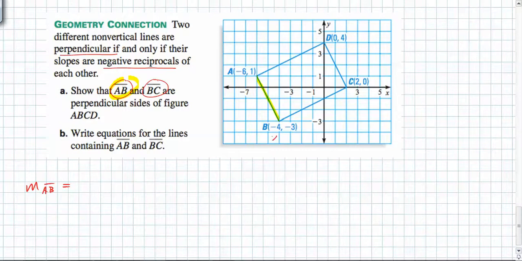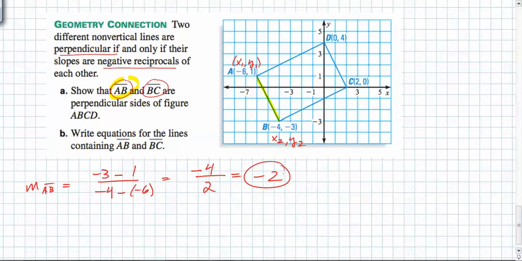That's going to be, let's call this x2, y2. We'll call this x1, y1. So that's going to be negative 3 minus 1 over negative 4 minus negative 6, which is equal to negative 4 over positive 2. So that's going to be negative 2. That tells us the slope from A to B is negative 2.